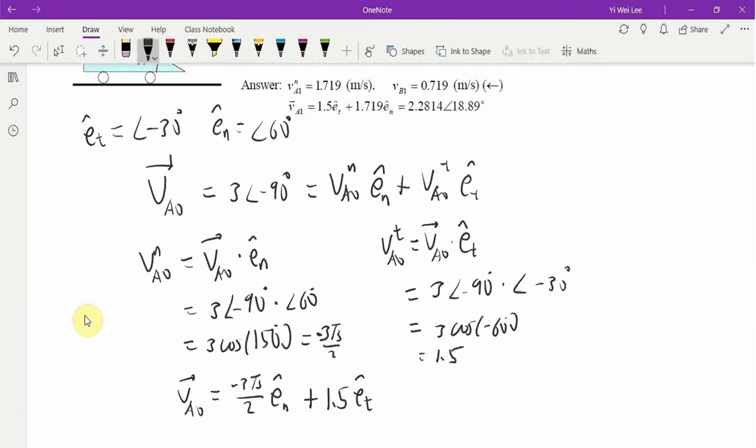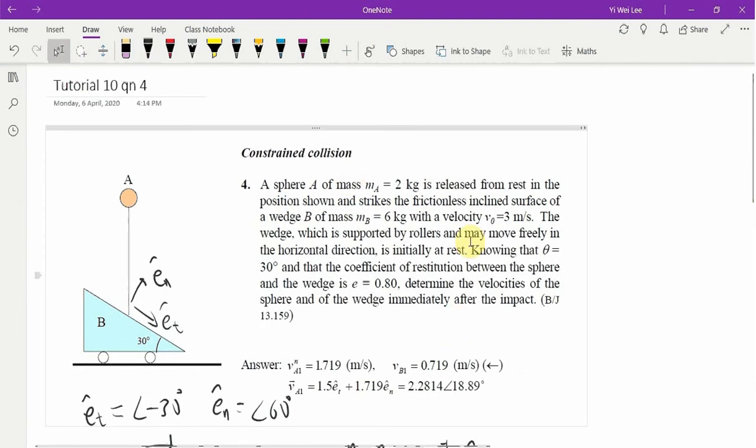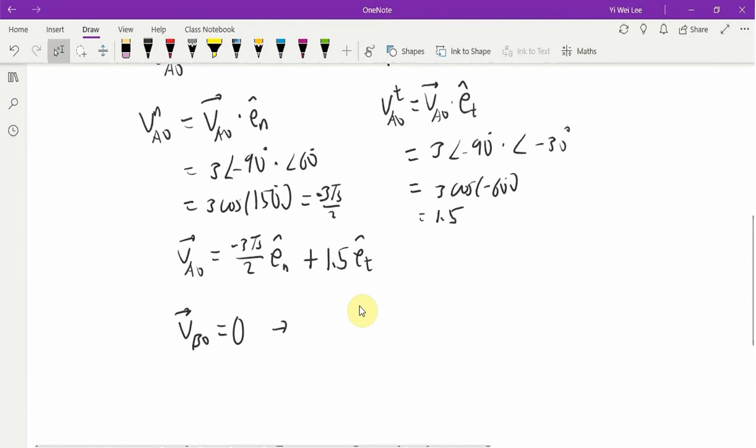So since we have this information, we can proceed to find VB naught. As a rule, always try to find the initial velocity first. So VB naught is 0 because it's initially at rest. It's given in the question. So in this case, we can also say my VB naught T is 0, and my VB naught N is 0, because when the velocity is 0, everything is 0.